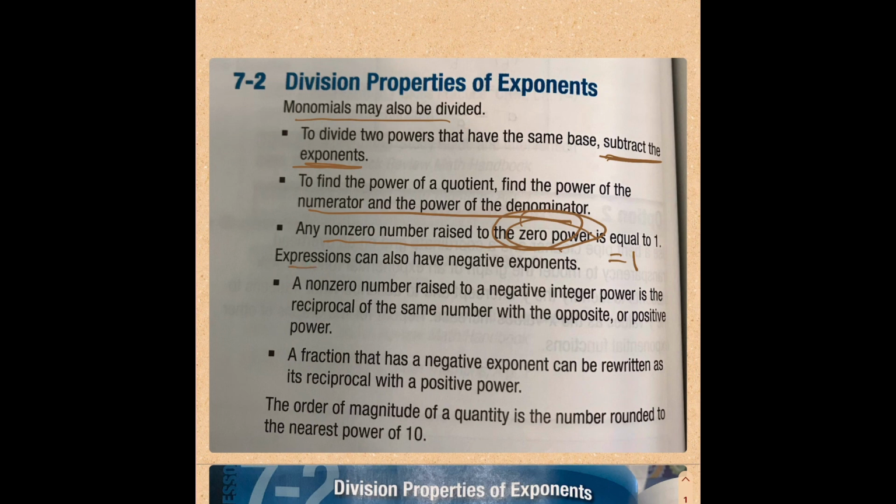Okay, expressions can also have negative exponents. A non-zero number raised to a negative integer power is the reciprocal of the same number with the opposite or positive power. Simple way of saying that is a negative exponent is unhappy and it wants to go where it isn't. So if it's in the top, it wants to go to the bottom. If it's in the bottom, it wants to go to the top. Then it becomes happy and positive. Okay, a fraction that has a negative exponent can be rewritten as a reciprocal.